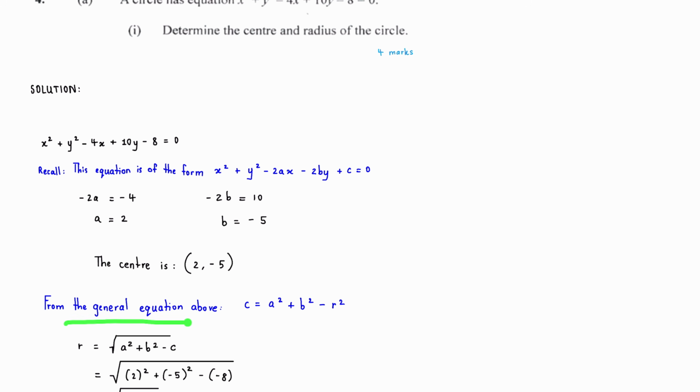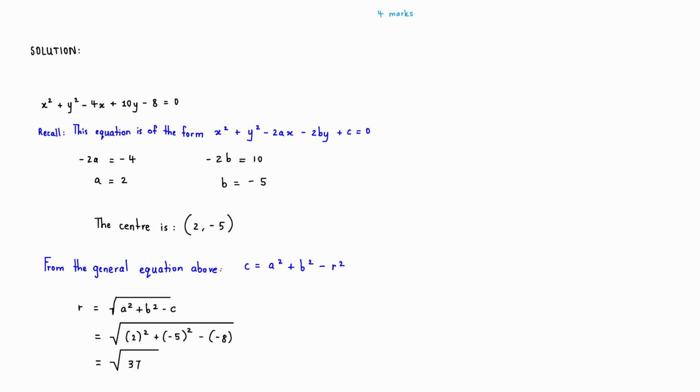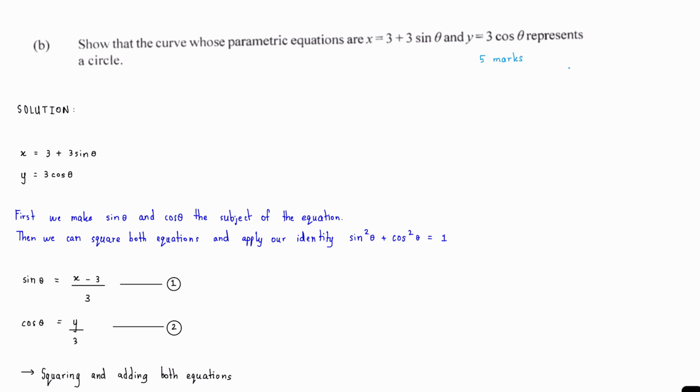Now, from the general equation above, we remember the formula c is equal to a squared plus b squared minus r squared. And we have all these values except for r, which is what we want to find. So remember c as well would just be this last number here, minus 8. And always remember the sign as well. This is a minus and a minus. A minus and a minus makes a positive. So don't ever forget that. And we simplify it to get the radius equal to the square root of 37. And that's how we do part A.